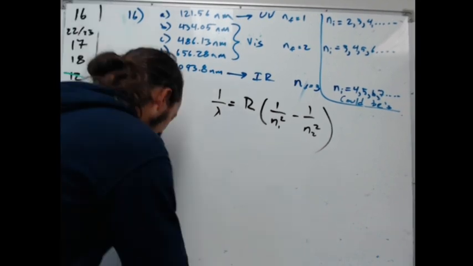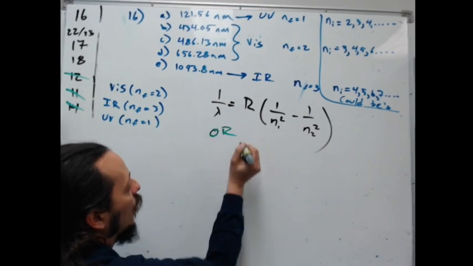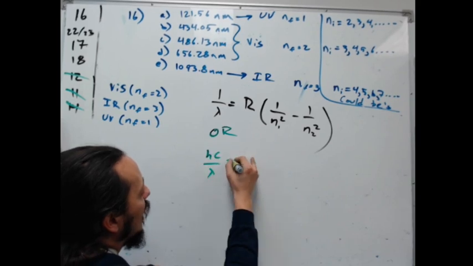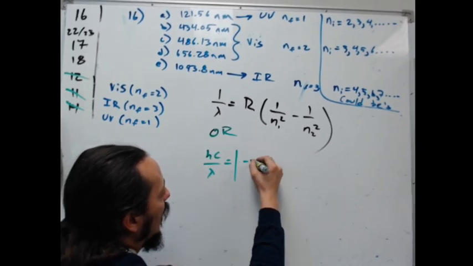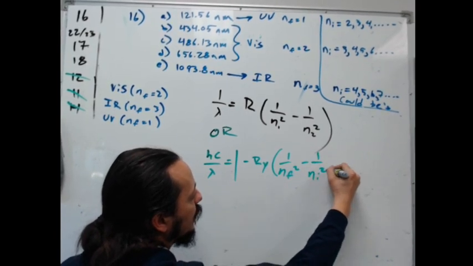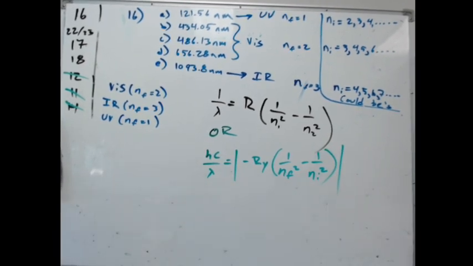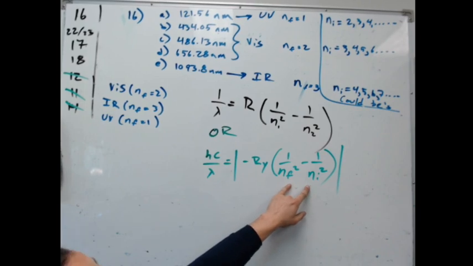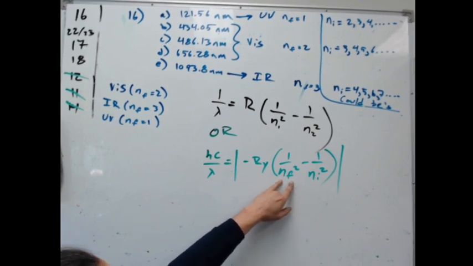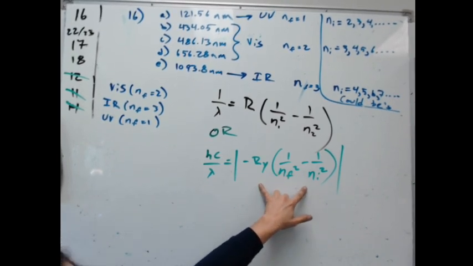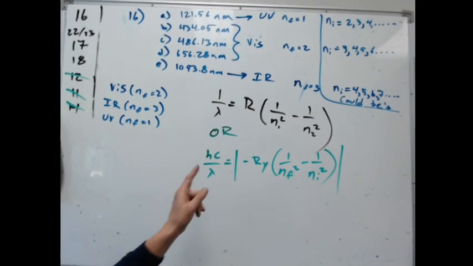We could also use hc over lambda equals the absolute value of negative Rydberg constant times 1 over n final squared minus 1 over n initial squared. Now we have to be careful about making sure that we're doing everything correctly. Because it's emission, n final is always a bigger number in the denominator sense, so we know that this whole thing is always going to be negative, because emission is the atom losing energy. The absolute value says the photon is going to have positive energy.